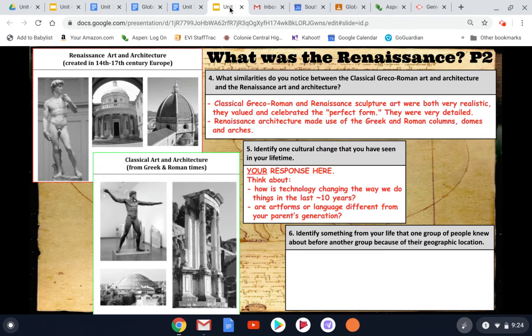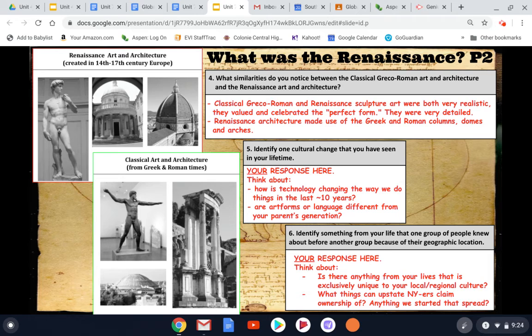So for question 6, again, this is something that I want you to respond to with your own ideas and your own words. But consider these things. Is there anything from your lives that is exclusively unique to your local region and culture? Or what things can upstate New Yorkers claim ownership of? Is there anything that started with us in upstate New York and then spread further out to the rest of the country? You can pause here and think about that and respond to that in a second and come back and I'll give you my experience of what I would share here as well.